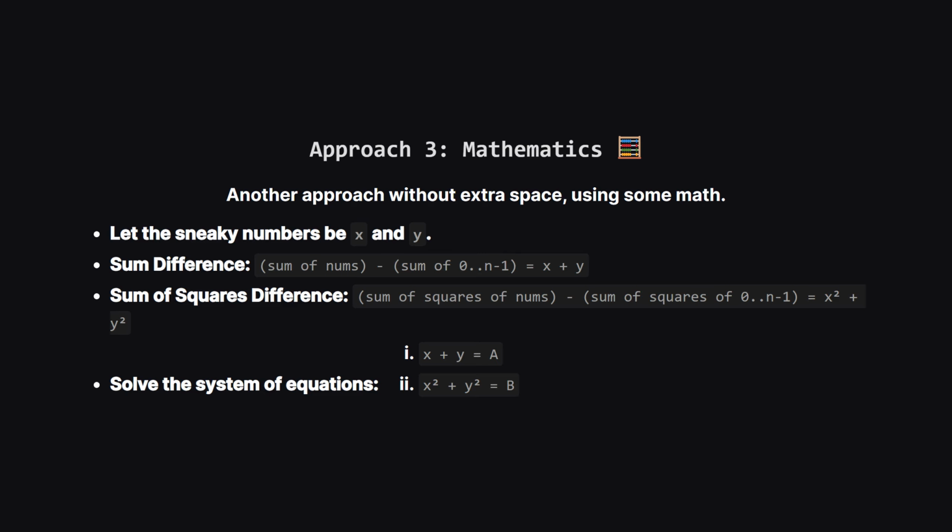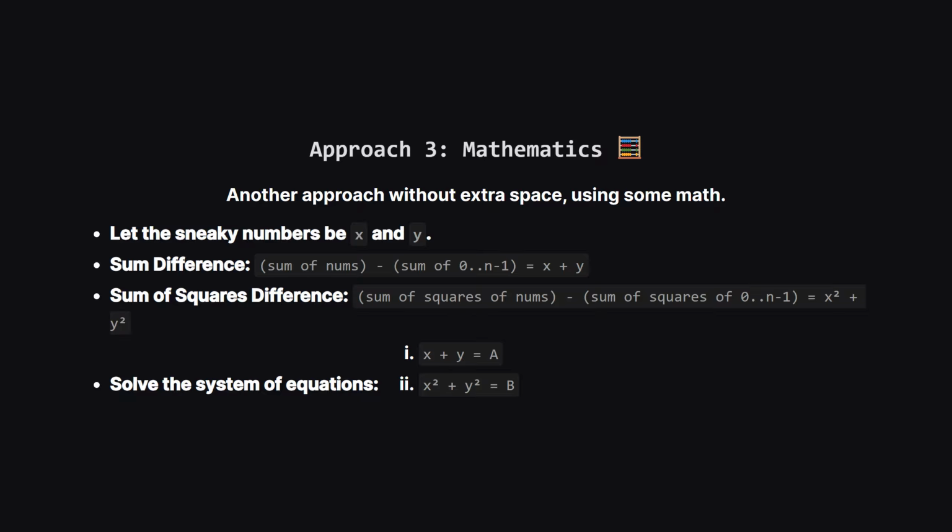If bitwise operations aren't your cup of tea, there's another clever way to solve this using some basic algebra. Let's call our 2 sneaky numbers x and y. Think about the sum of all the numbers. If we take the sum of our input list and subtract the sum of the ideal list from 0 to n-1, what's left? Well, it's just x plus y.